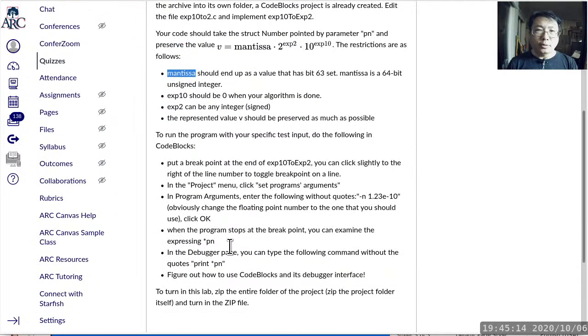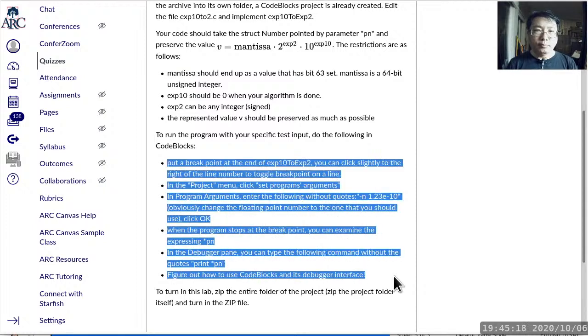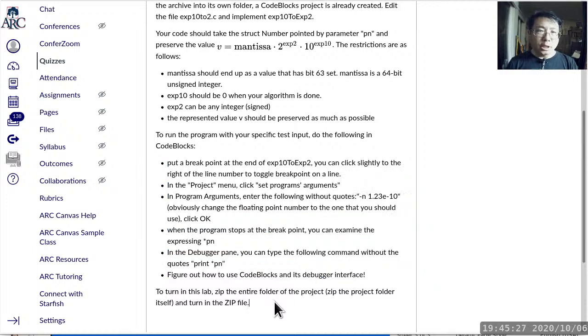To run the program, this part is only applicable if you're using Code::Blocks. Parts of it are also applicable if you're using online GDB. When you're done, this instruction is only applicable if you're using Code::Blocks: zip up the entire folder and then upload it. On the other hand, if you are using online GDB, then you can just go ahead and upload the .c file that contains your solution.